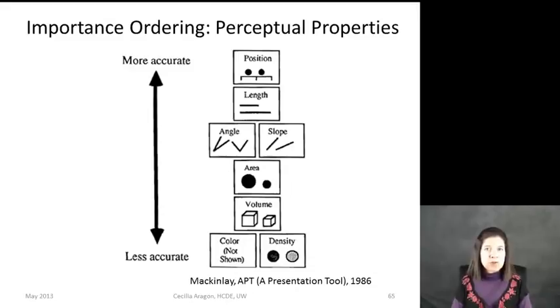We'll start with importance ordering. We've seen this slide before. As we discussed earlier, decades of research have taught us that certain visual attributes more accurately represent quantitative data to the human brain.